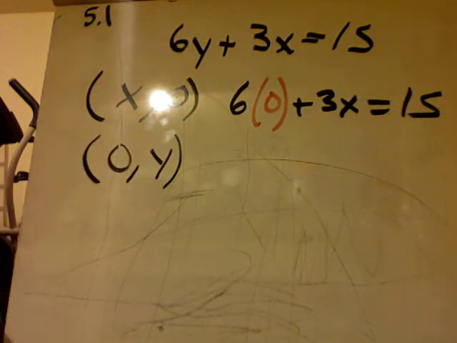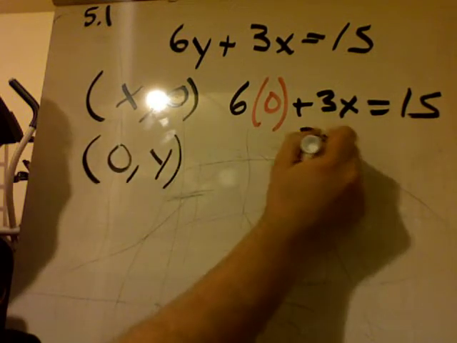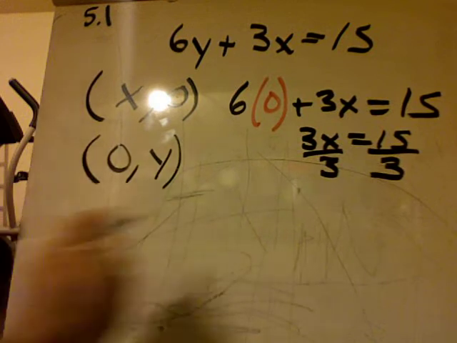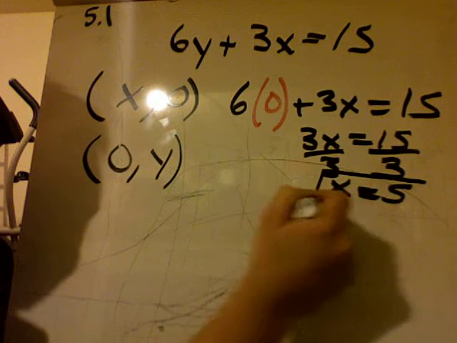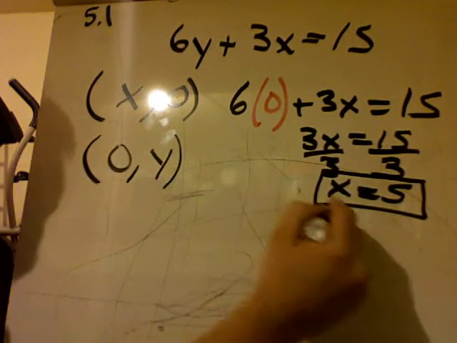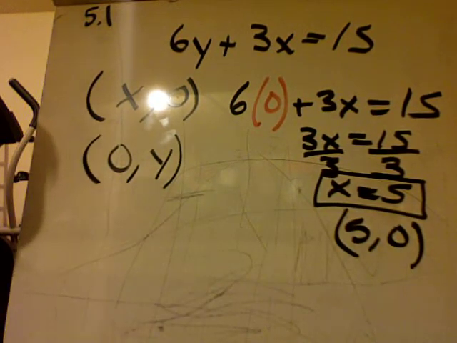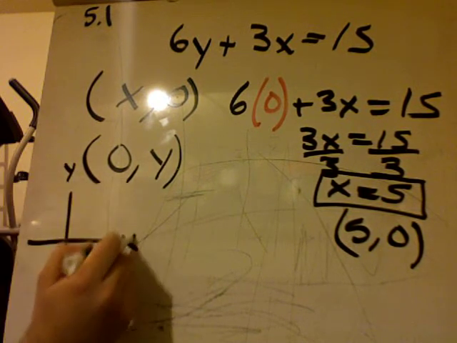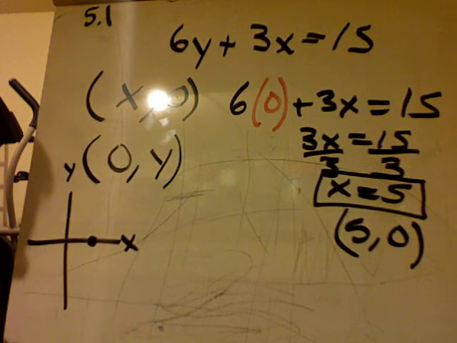So 6 times 0, 0. So this is 3x equals 15. Divide by 3. Divide by 3. So x equals 5. So my x-intercept occurs at (5, 0). If I were to make a graph, here's my y, here's my x. I would go where x is 5 and y is 0. Make that little point.